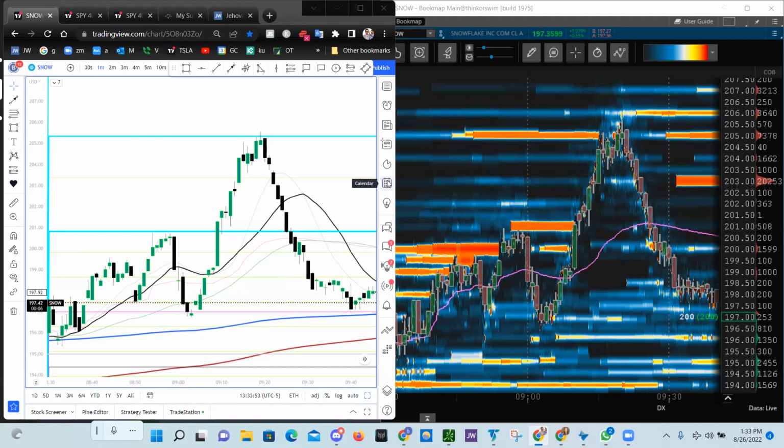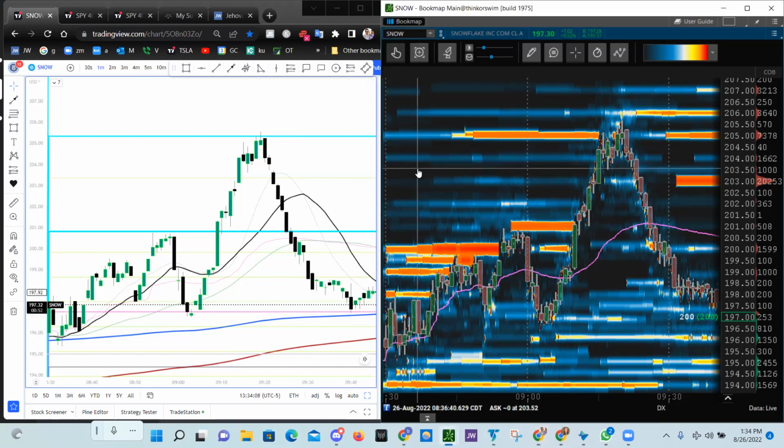And also, I want to show you how you'd use that along with some other indicators from our indicator course, and how that could have really helped you to get some really nice entries on something like SNOW today. So with that said, let's jump right into it.